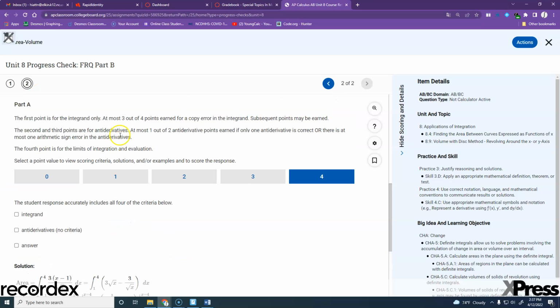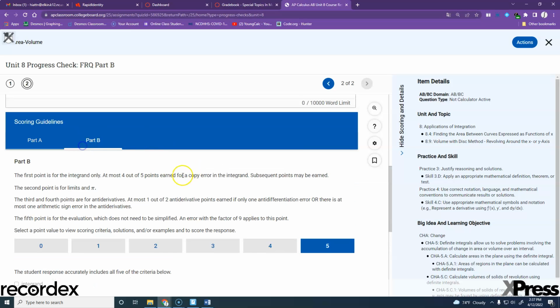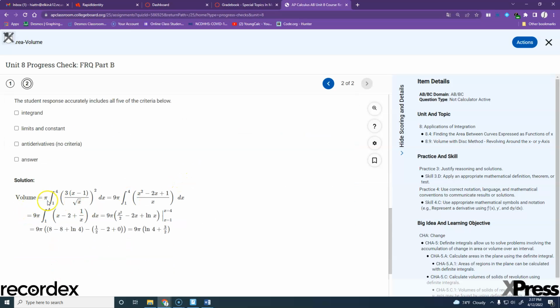Part B. Half of that, part B. Okay, I've started in it. So, a point for the integrand here, a point for the pi and the limits. So even if whatever they're taking the integral of is crazy, if they have 1 to 4 and they put a pi out here or on the inside, they get a point.